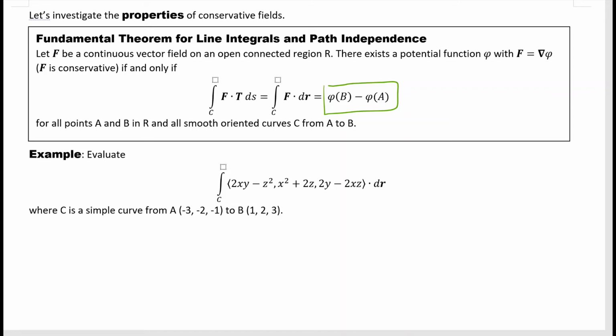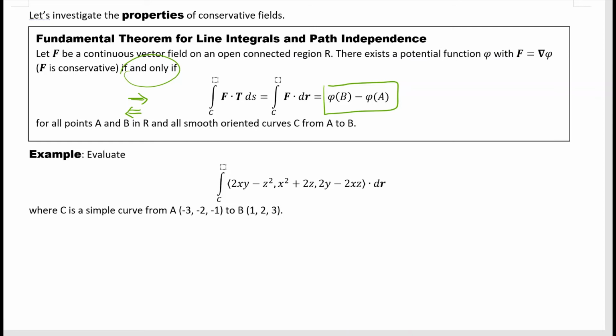Okay? So if and only if, it means we have this direction, and we also have the other direction. So F is conservative, it is a gradient field of some potential function, if and only if the line integrals along all smooth oriented curves in the region R can be evaluated using phi of b minus phi of a. So we evaluate the function phi, plug in the terminal point b, minus when we plug in the initial point a.